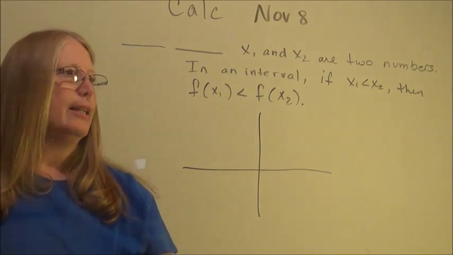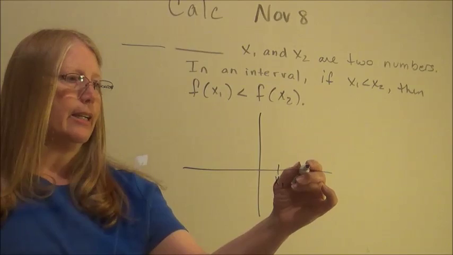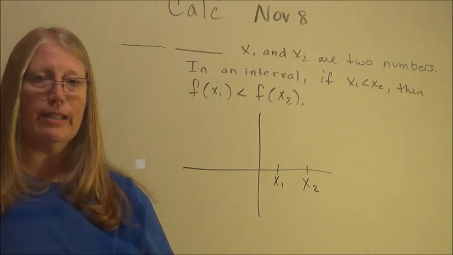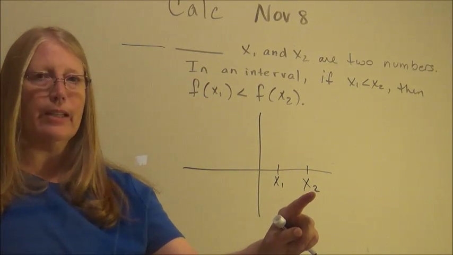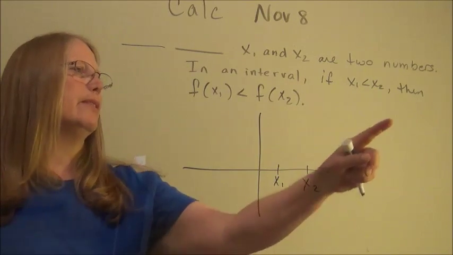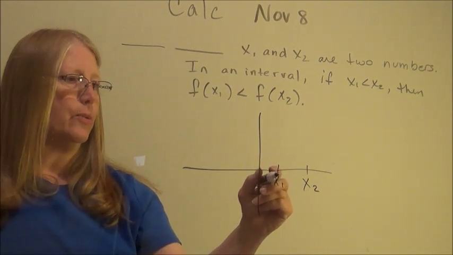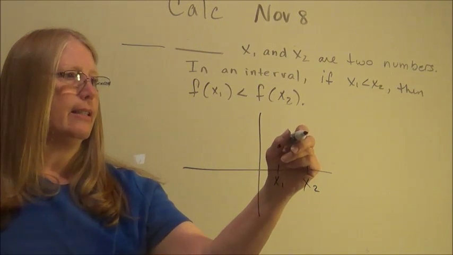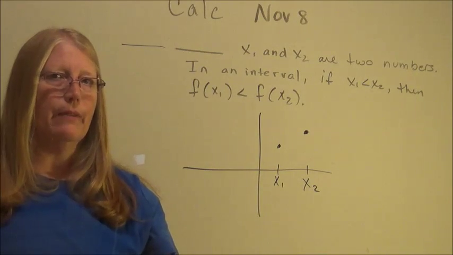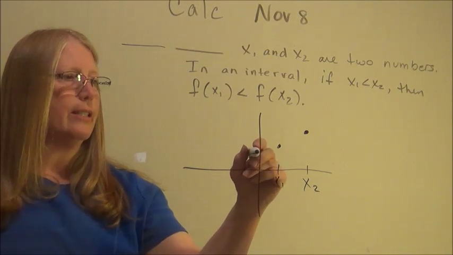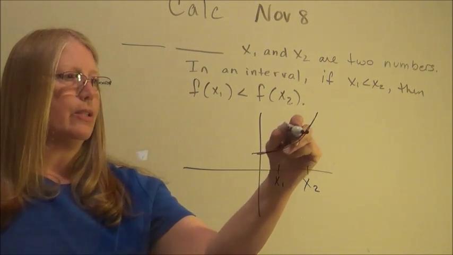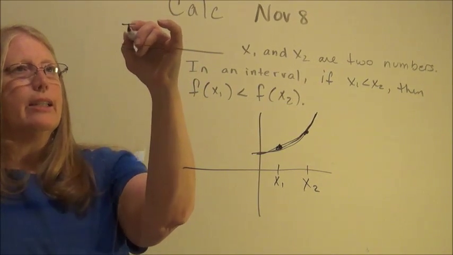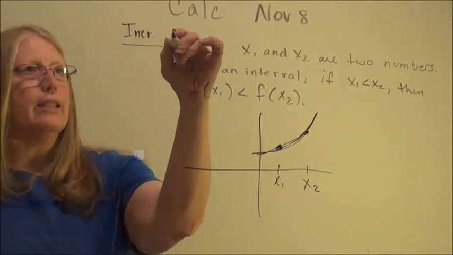It says x1 is less than x2, so therefore on the number line, the x-axis, x1 will be on this side of x2. If that happens, then the function evaluated at x1, so I'm going to go up and hit a function, is going to be less than f of x2. So what do we have? What kind of function is described here? I'm not sure if you could picture it, but it is an increasing function.